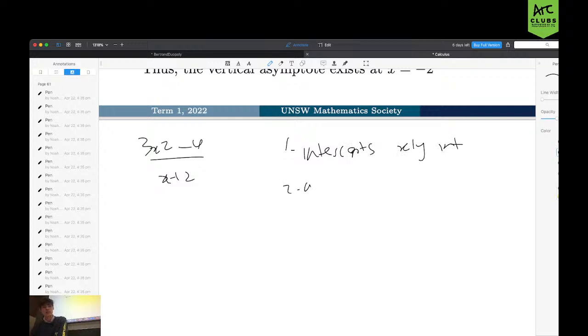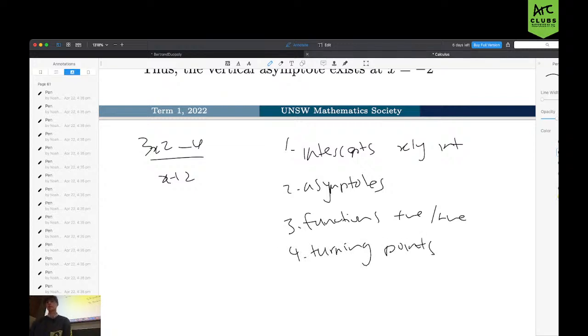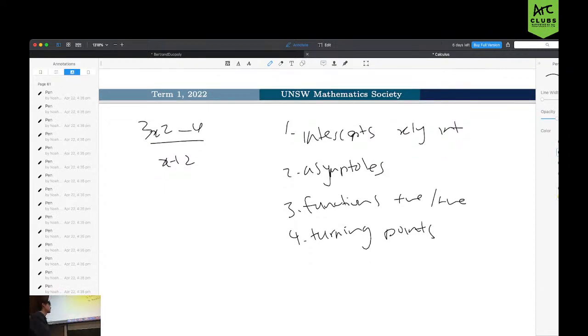We can find asymptotes. That will help us. We can also look at where the function is positive, negative, and it can also help to find turning points. In general, when you do these questions in exams, it's good to think about what information you need to find before you can then graph it. So let's go ahead and first do intercepts quickly.